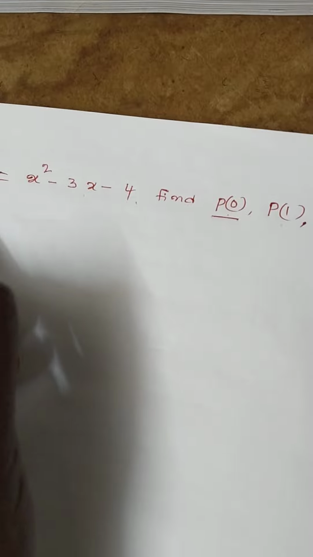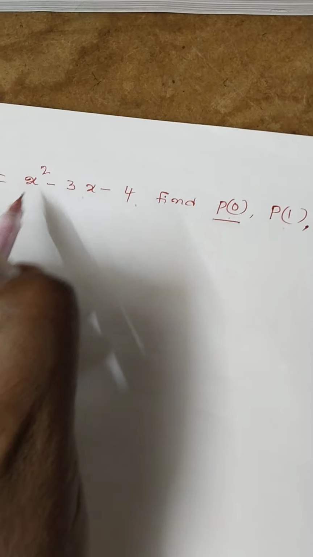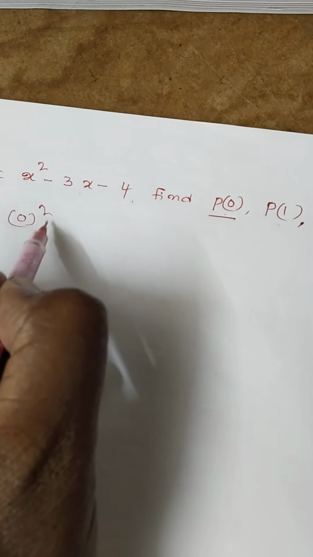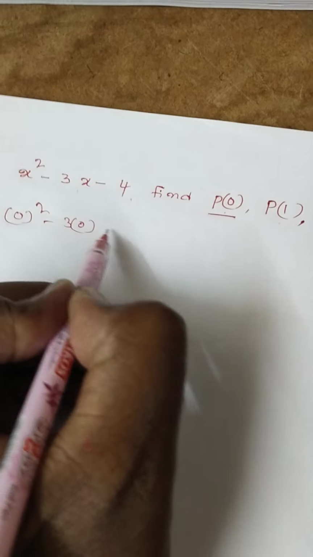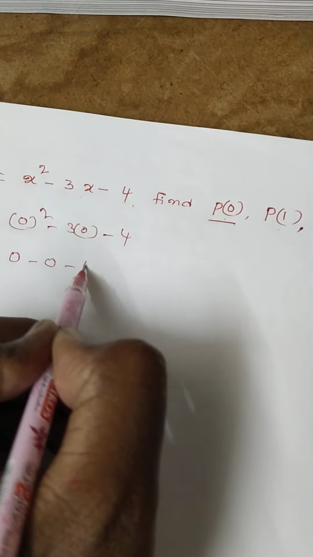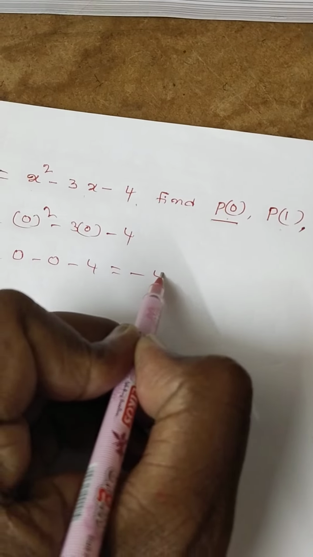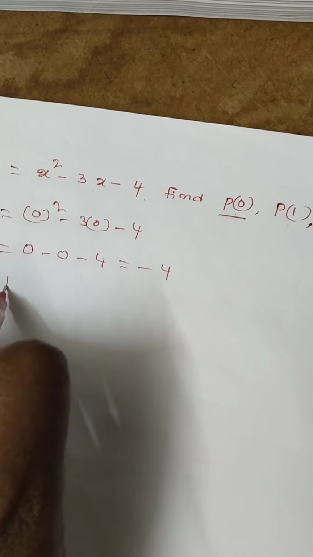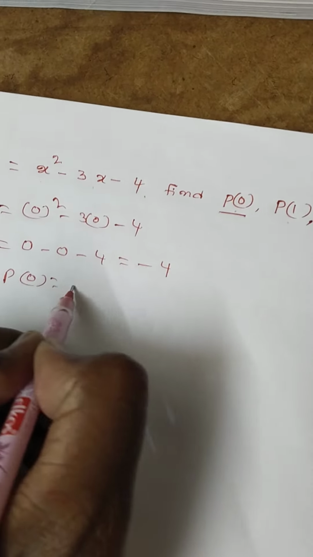So we have to find p of 0, which is equal to 0 square minus 3 into 0 minus 4. 0 square means 0, 0 minus 4, that is equal to minus 4. Therefore, p of 0 is equal to minus 4.